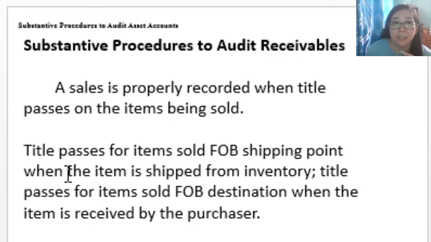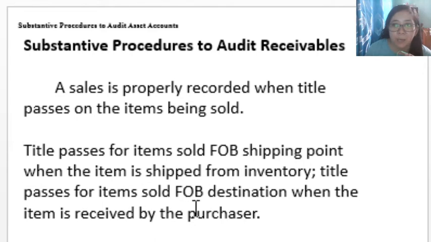Title passes for items sold, for example, under FOB shipping point. When does the title of the goods transfer to the customer? This is when the item is shipped. Once the inventory reaches the shipping point, that is when the transaction of sale is completed or perfected. In this case, the entity can now record sales. This is for FOB shipping point.